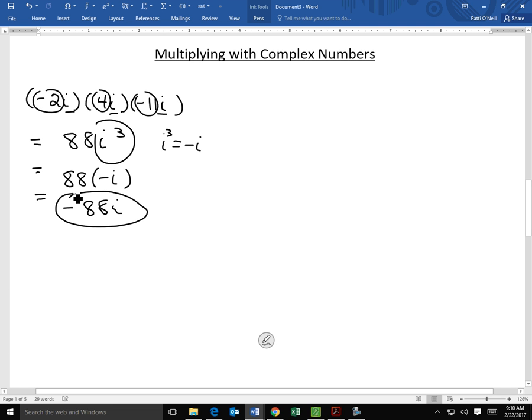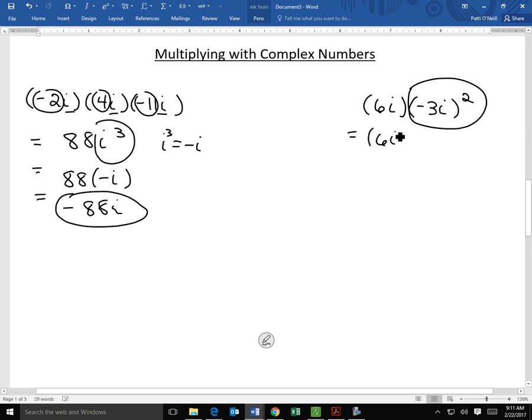So not too tough in that respect, but what if I gave you 6i times the quantity of negative 3i squared? Now, we should remember from our previous algebra class that anything with powers we're going to do first. That works with the order of operations. So I'm going to focus on this negative 3i squared.